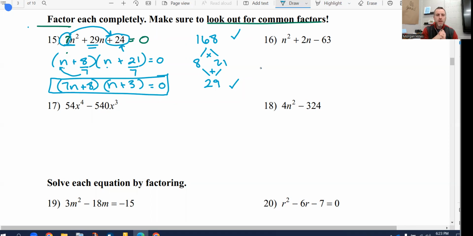individually. Because if n has a value that makes n plus 3 equal to 0, so if n plus 3 is equal to 0, when does that happen? We can solve for that. It happens when n is negative 3. If I plug a negative 3 into this original equation, bam, it's going to pop out a 0. How do I know that? Because it doesn't matter what 7n plus 8 is. If this one's 0, I'm going to be multiplying 7n plus 8, whatever it is, times 0, which is 0.